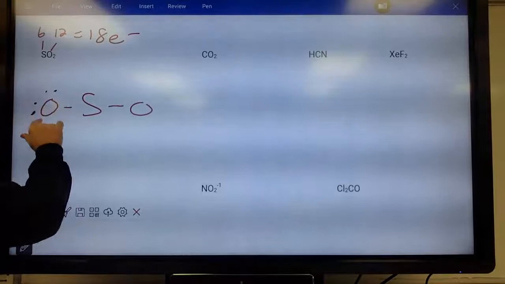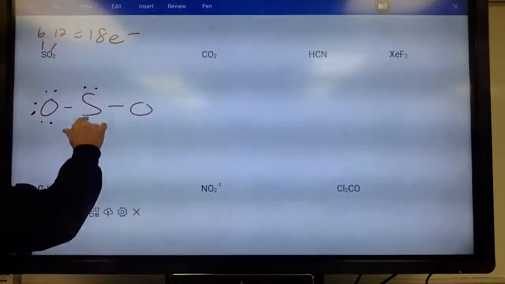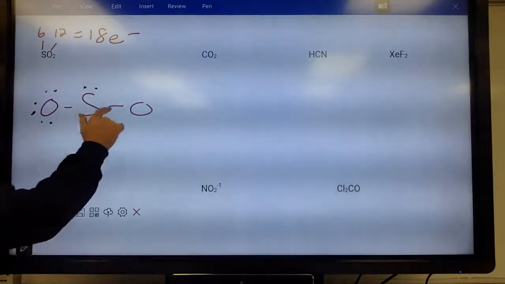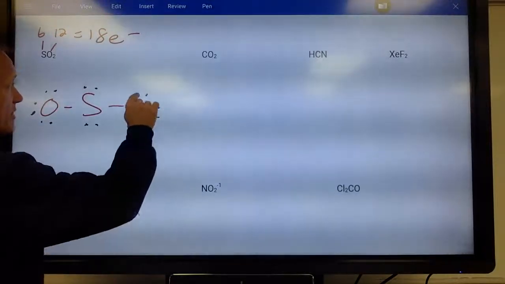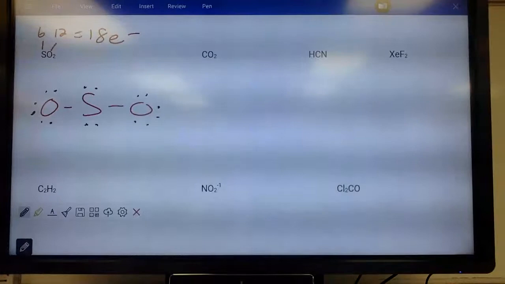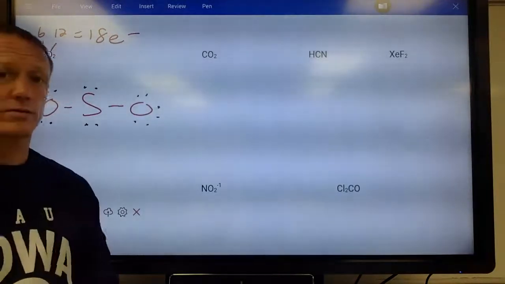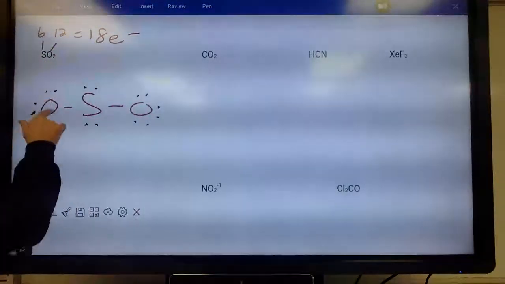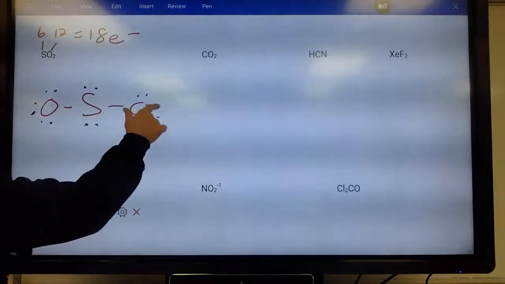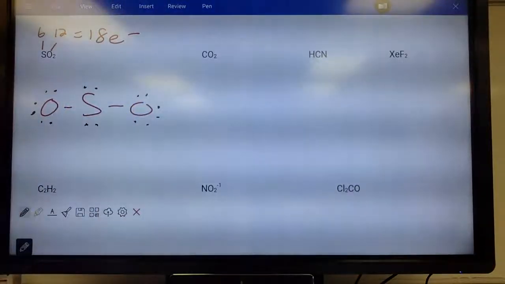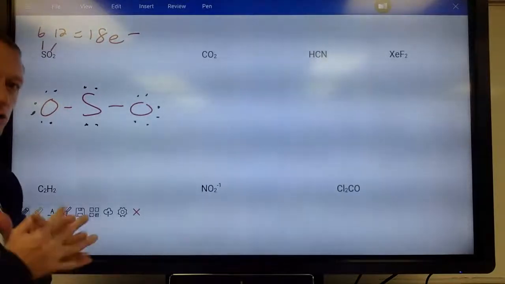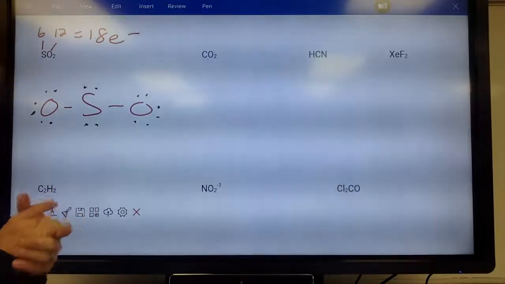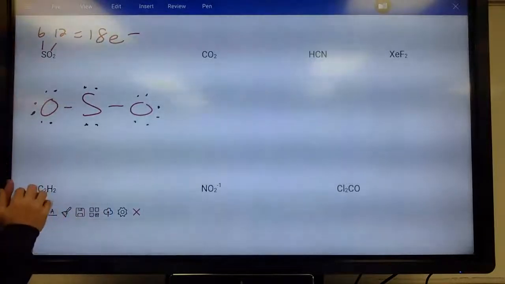1, 2, 3, 4, 5, 6. 1, 2, 3, 4, because it's already got a bond on it, 1, 2, 3, 4, 5, 6. So I give everything their 8. If that's 18 electrons, we're done. 2, 4, 6, 8, 10, 12, 14, 16, 18, 20. We can only use 18. So if we've used too many, the way elements or molecules use less is by having more shared pairs. So we need to make a double bond.